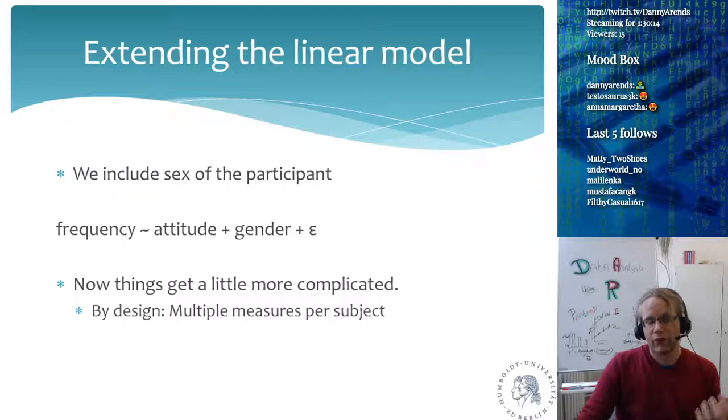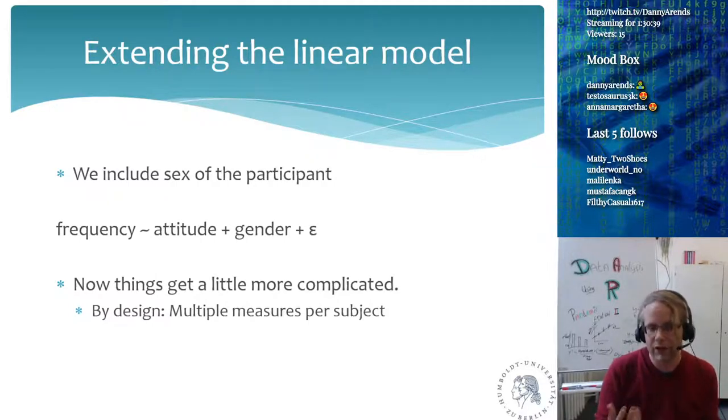Of course, we have to extend this linear model, right? Because we have males and we have females, and everyone knows that males on average have a much lower voice than females. So of course, we have to include the gender in our model. So the most basic model that you can come up with is that the frequency of your voice is dependent on the setting that you're in and on whether you're a male or a female.